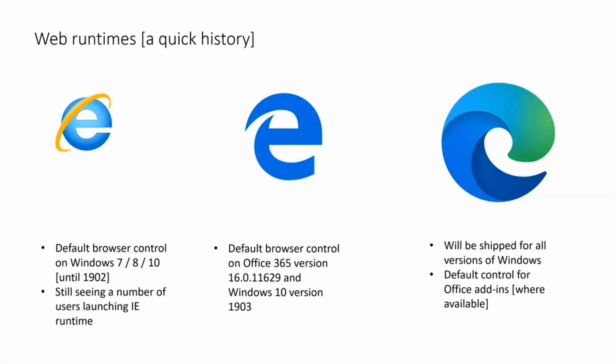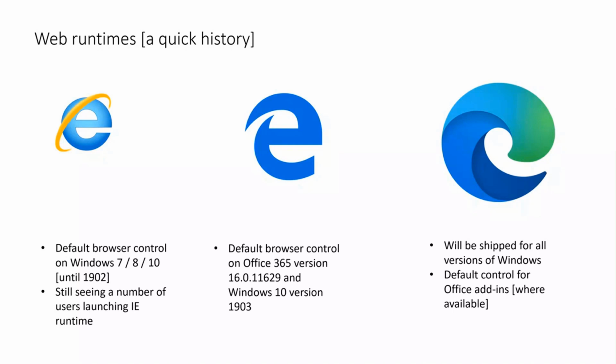So just a quick history first before I give you some details on how you can help us. First and foremost, these are the three different runtimes that we currently use on Windows for running your Office add-in. Of course, Internet Explorer or Trident. That's the default browser control on most of the Windows operating systems, 7, 8, and 10 at this point. For Windows 10, IE is the default runtime until Windows version 19.02.